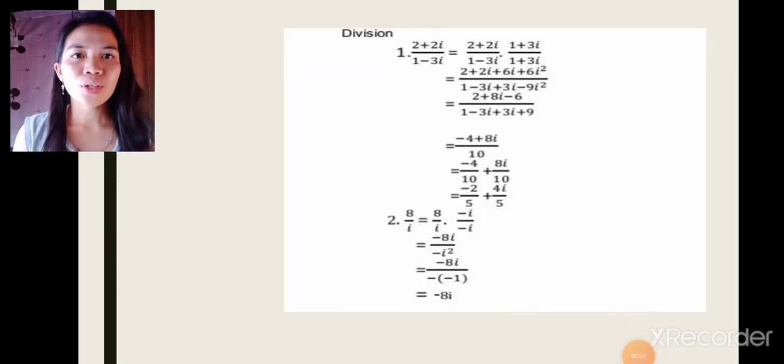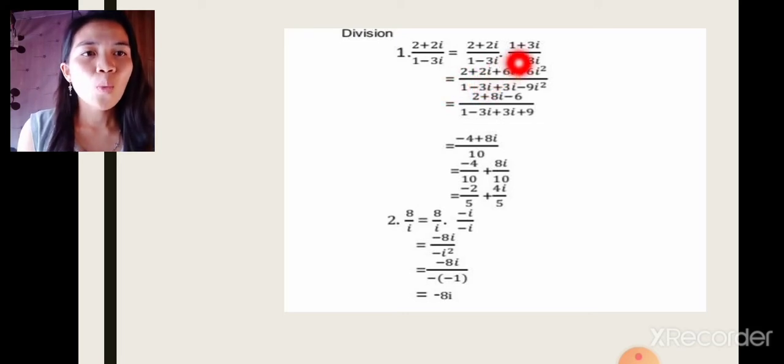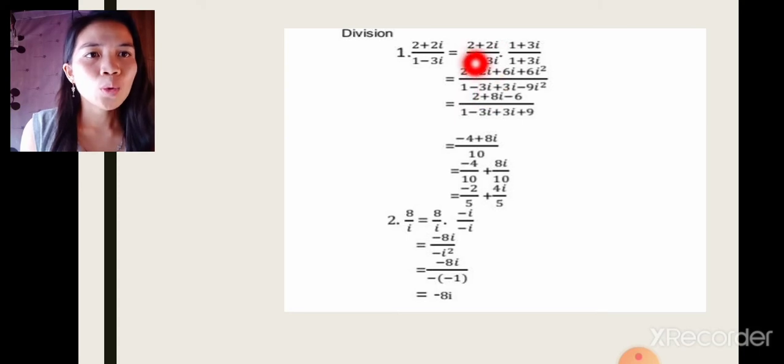So let's proceed to division. Example number 1: (2 plus 2i) over (1 minus 3i) is equal to (2 plus 2i) over (1 minus 3i) times (1 plus 3i) over (1 plus 3i). So 2 times 1 equals 2. 2i times 1 equals 2i. 2 times 3i equals 6i. 2i times 3i equals 6i squared. So 1 times 1 equals 1. -3i times 1 equals -3i. 1 times 3i equals 3i. Then -3i times 3i equals -9i squared.